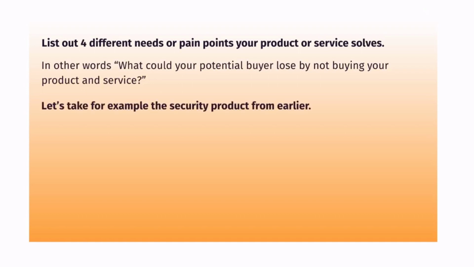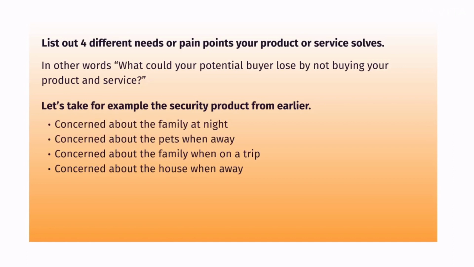Let's take, for example, the security product from earlier. If we write down the 4 different needs or pain points that a security product in general would solve, we would know number 1, it would solve that anxiety and that fear and that concern about the family at night. Concern about pets when they're away. Concern about family when they are on a trip or anyone that's away. Concerned about the house when they are away. Those are just 4 of the pain points that everybody most likely feels. Now, some people won't have pets, some people won't have children. So that's why we try to cover as much as possible.